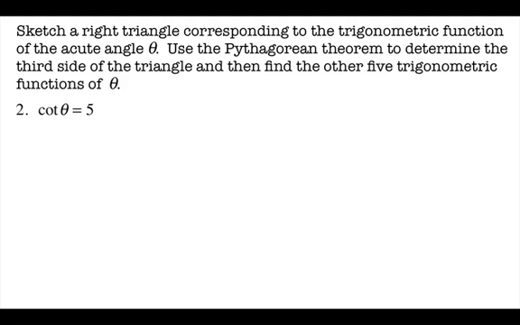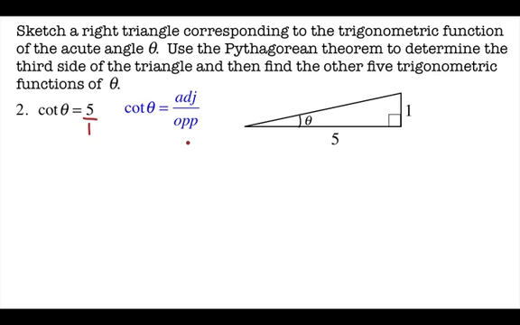This is number 2. It says sketch a right triangle corresponding to the trigonometric function of the acute angle theta. Use the Pythagorean theorem to determine the third side of the triangle, and then find the other 5 trigonometric functions of theta. Cotangent of theta is equal to 5 by definition. You know that it's adjacent over opposite. You know that this is the same thing as 5 over 1. From here, we're able to generate this right triangle. The hypotenuse, using the Pythagorean theorem, is radical 26.